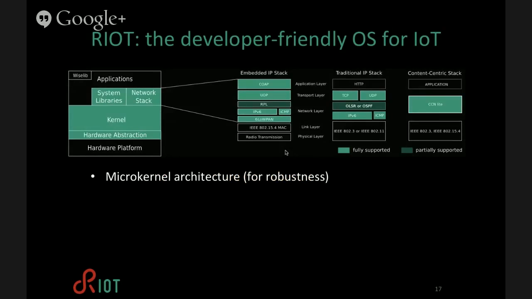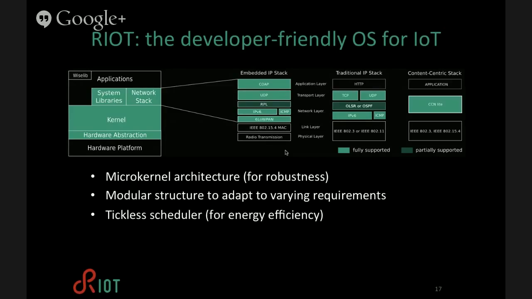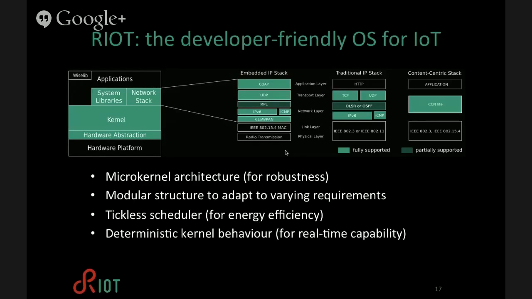The way we do this is based on the microkernel architecture, which enables a very modular structure that adapts to various requirements in terms of board capabilities, for example memory or CPU. We have a scheduler, which is somewhat innovative. It's tickless, so it doesn't need to wake up periodically, so we save some energy. And we have a very deterministic kernel behavior that enables real-time capabilities. We've also spent quite some time on diminishing the latency for interrupt handling, which is also very important for real-time capabilities.